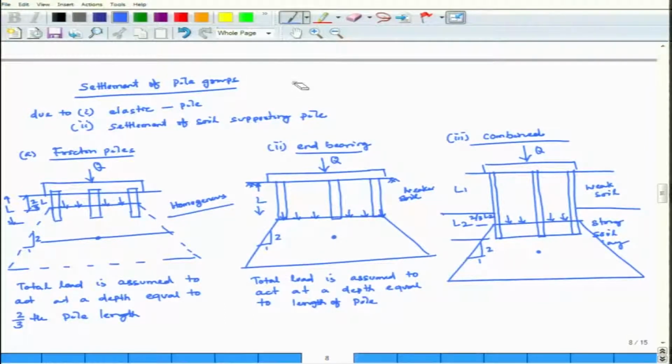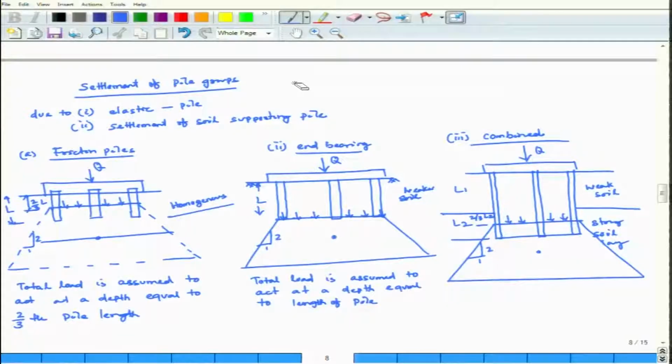In friction piles, particularly when it is a homogeneous soil, then you can say it is a friction pile, and up to a greater depth the same soil will be there. In that case, the total load is assumed to act at a depth equal to 2/3 of the pile length. Second one is end bearing.